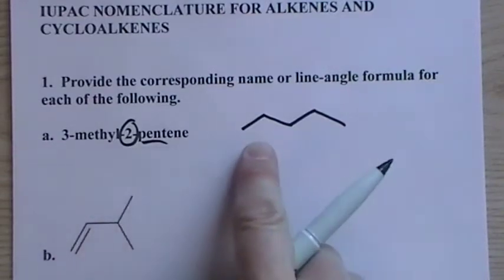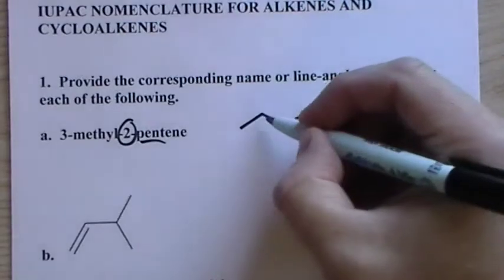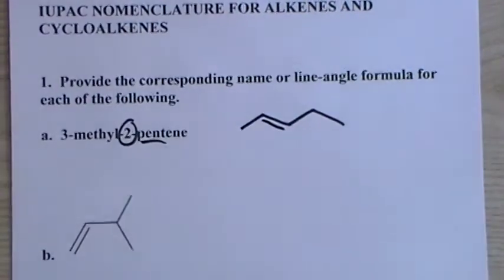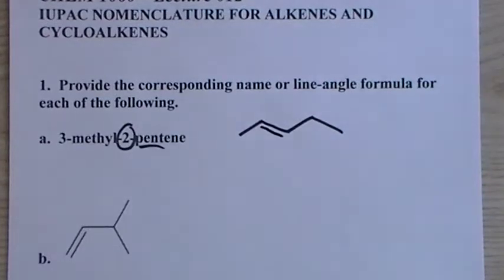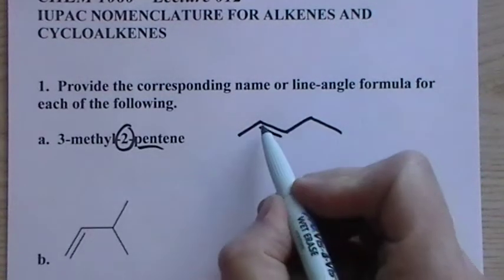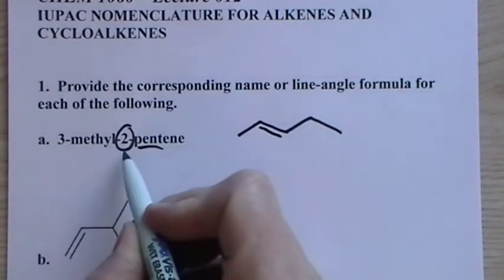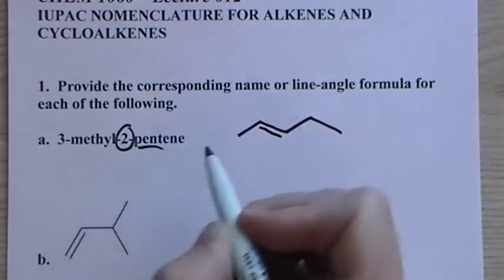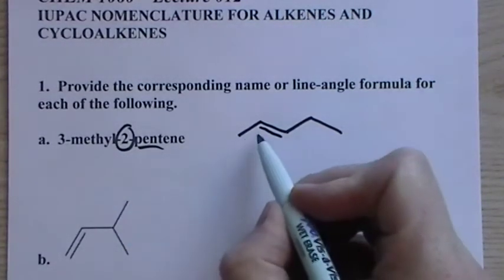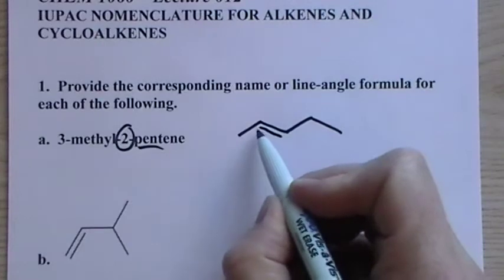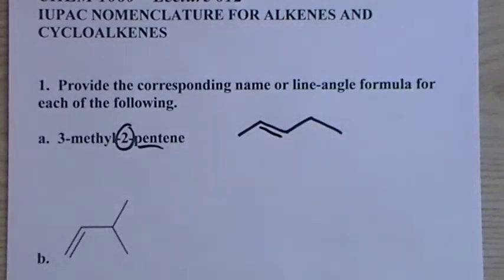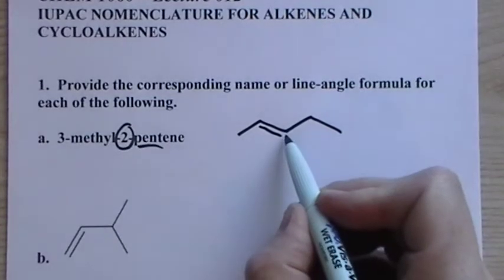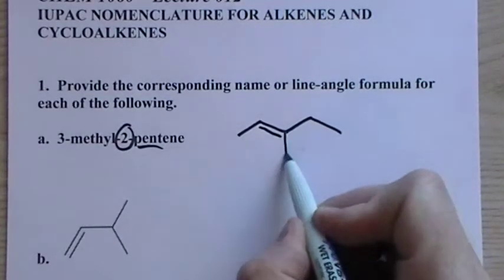It's 2, that's where it begins, so it's 1, 2, right there. And so every double bond has 2 positions. In this case it'd be 2 and 3. That 2 indicates the position of the double bond closest to one of the ends. So here's the double bond. It's closest to this end, 1, 2. So we have everything there. And the other carbon is the 3, and that's where the methyl group goes.